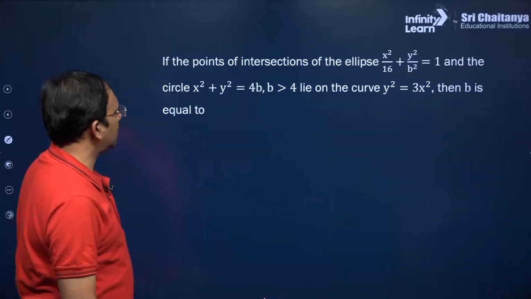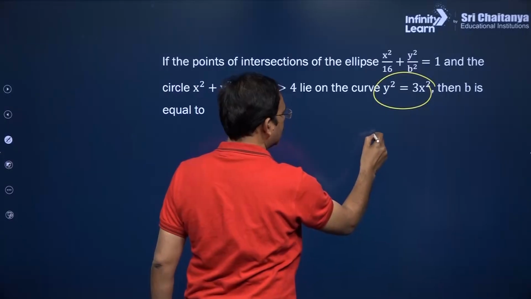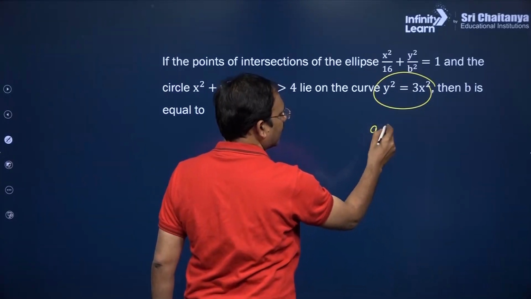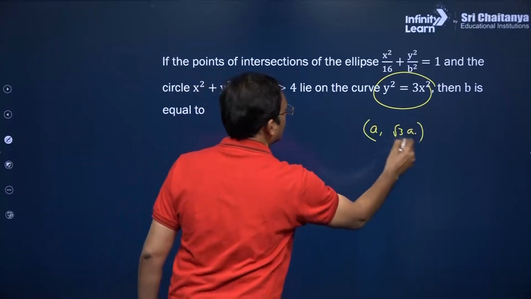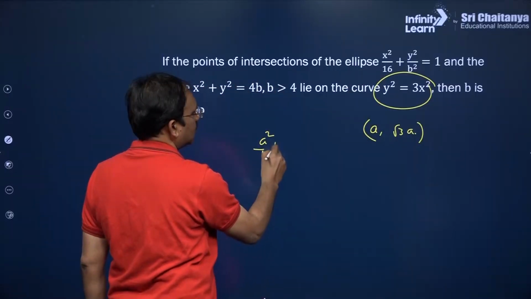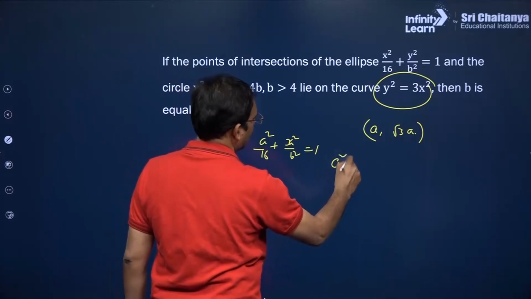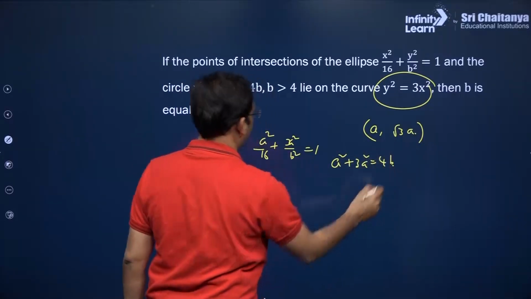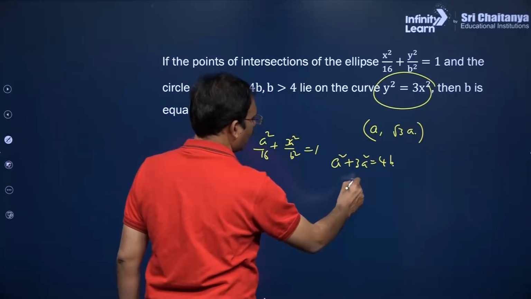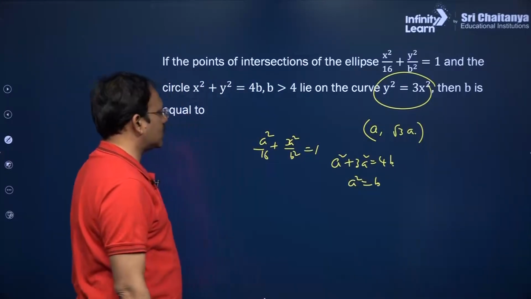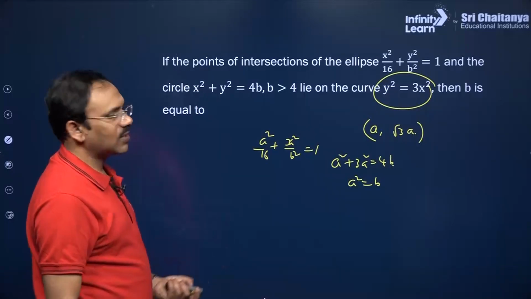Next, the points, you see, lie on intersection of these two, also lie on this parabola. Any point on this you can take, like suppose x is equal to a, my dear friends, y is equal to root 3 a. Yes, this point must lie on the ellipse equation, which is a square by 16 plus 3a square by b square is equal to 1, x square plus y square, a square plus 3a square is equal to 4b, my dear friends. From these two you can eliminate a square here, and this is 4a square, right? 4a square is equal to 4b, a square is equal to b. If you write a square is equal to b, you are going to get b value, my dear friends, from this. Okay, that's it, you are going to get b value.